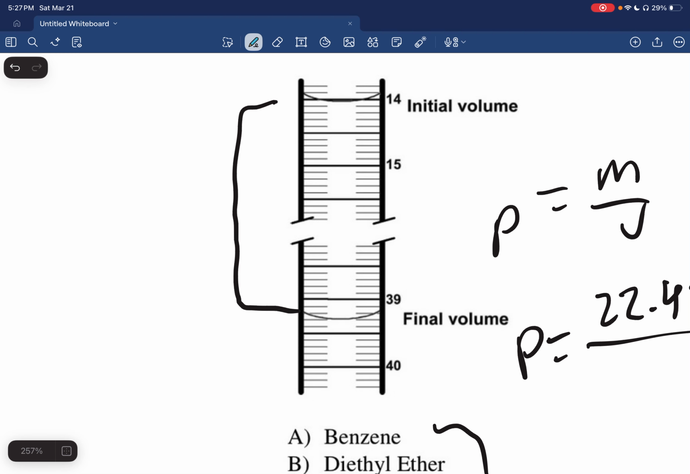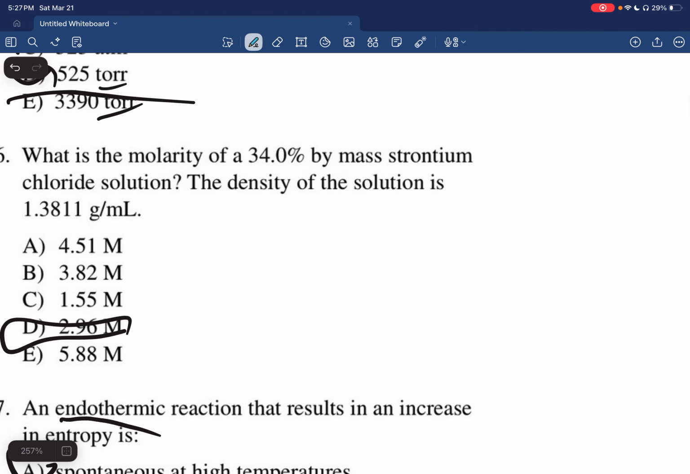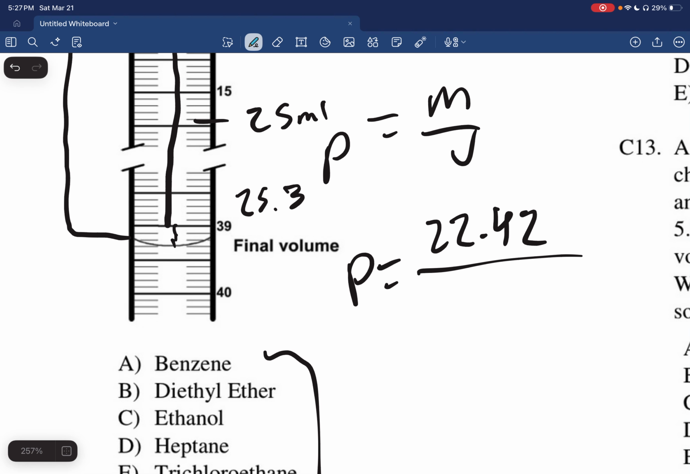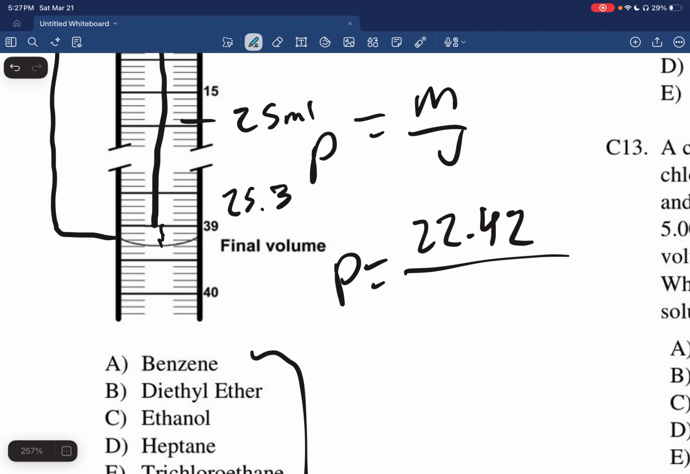So we just need to count how much space is in between these. So if we go, we can see that it looks like this is about 25 milliliters. And then right here, we have about 0.1, 0.2, 0.3. So I would say about 25.3 milliliters. And if we go on the calculator, that's probably not exact, but you can typically have a little margin of error on these types of questions.